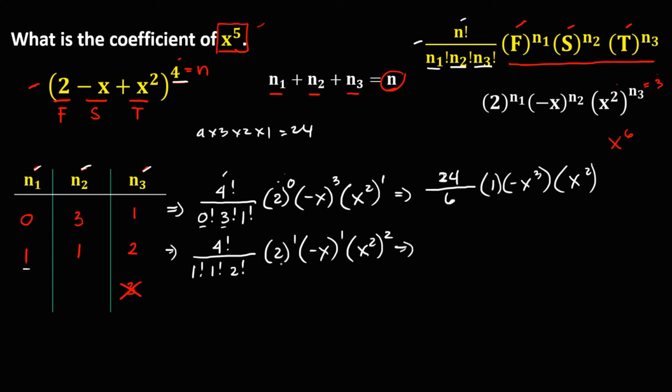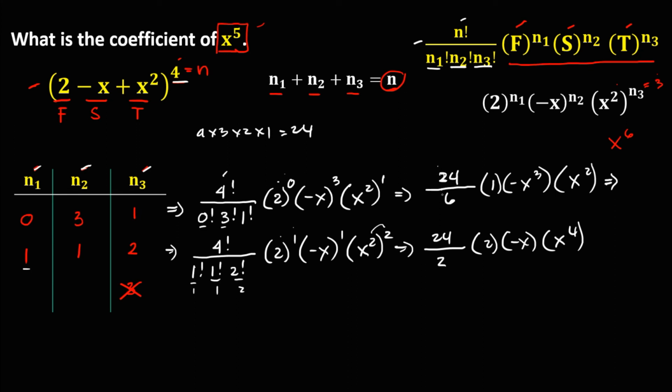Then for this equation, 4 factorial is 24, over 1 factorial, which is 1, and 2 factorial, that's 2. So 1 times 2 is 2. Then times this 2 to the power 1, that's 2, times negative x times x to the power 4. Then simplify.